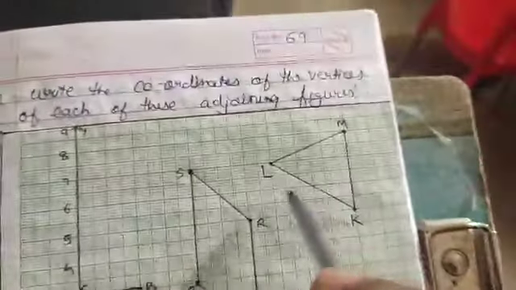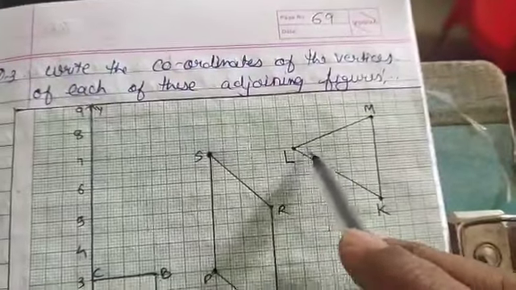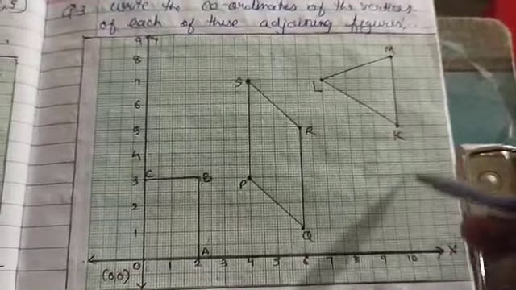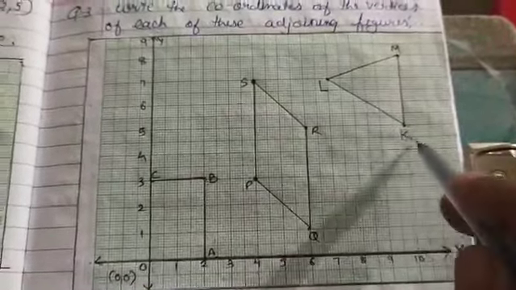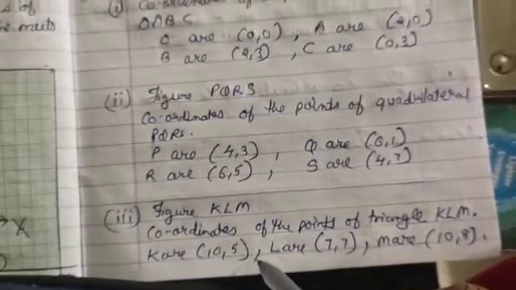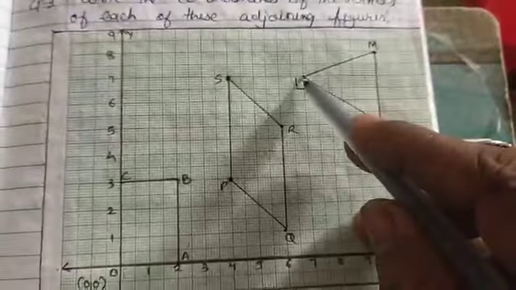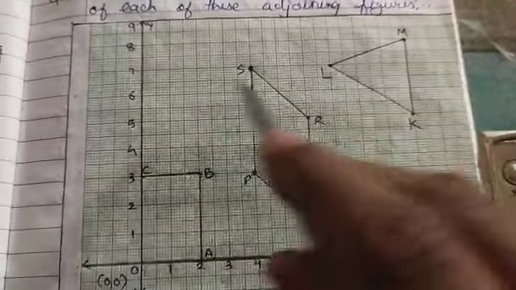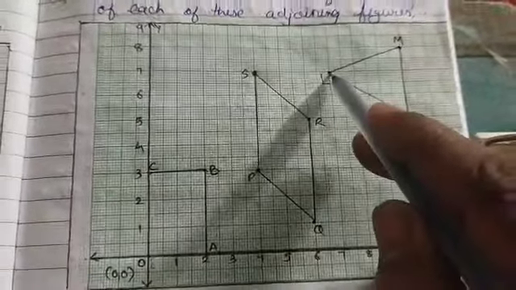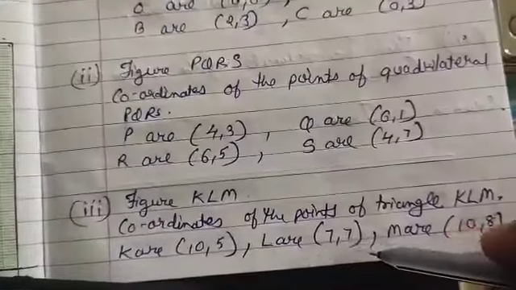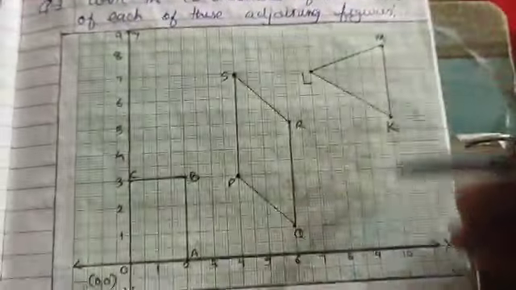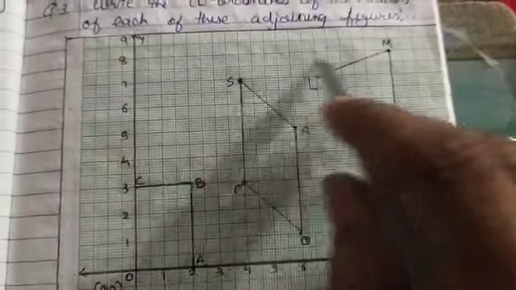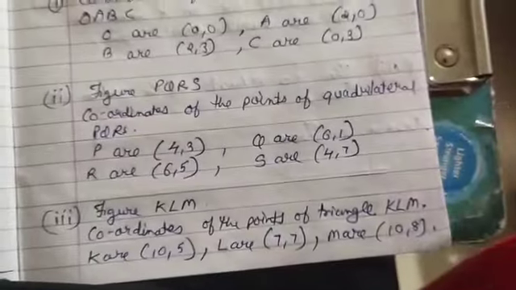Now for K, the x coordinate is 10 and the y coordinate is 5. So write down 10 and 5. Then the x and y coordinates of L: from here it is 7 and here it is also 7. So write down 7 and 7. And for M, the x coordinate is 10 and the y coordinate is 8. So 10 and 8.